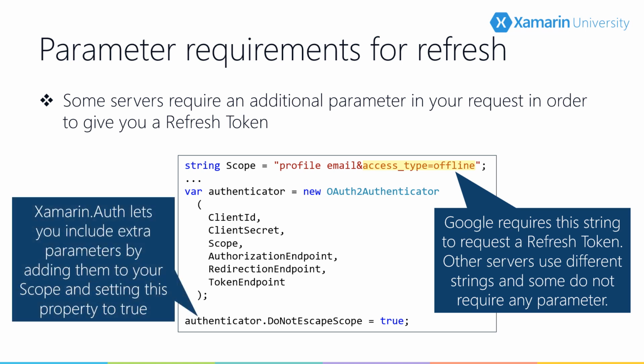As an example, Google requires access_type equals offline to be added when requesting an access token in order for a refresh token to be delivered. Other servers use different strings, and some do not require additional parameters. As always, consult the server's documentation. And again, as we see the complexity here, this is another good point to pause and remind you that when you can use a service's specific plugin to access the server's data, it might be preferable. XamarinAuth is a good general solution, but you can see there's a little bit more complexity.